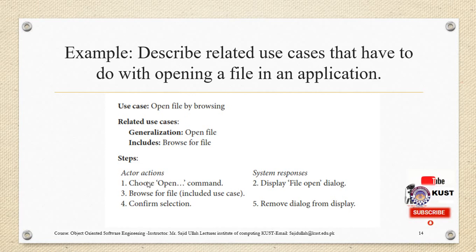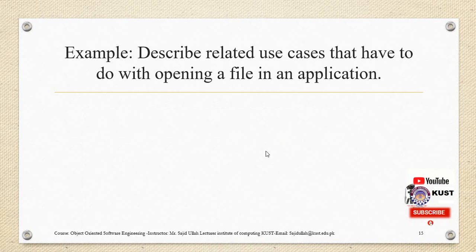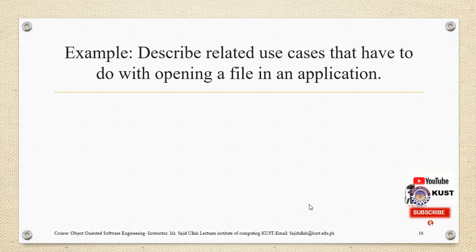Third one is open file by browsing. Its generalization is open file. Basically, it's a sub use case of the generalized use case open file, and it also includes the use case for browsing, because we have a separate use case for browsing a file. On the left side we have actor action, on the right side we have system response. Choose open command, display file open dialog box, browse file. It's a complete use case. We will study these use cases separately. Confirm selection and remove the dialog box from the display.